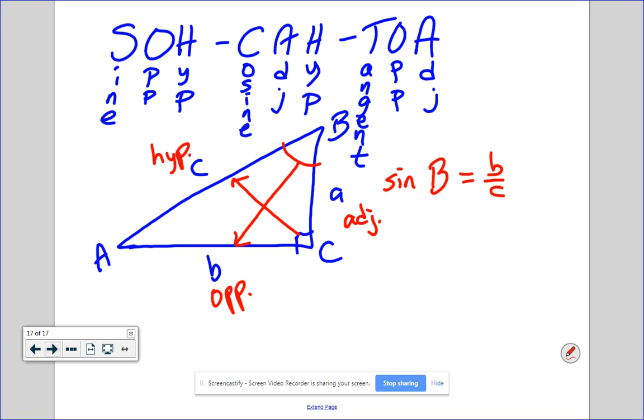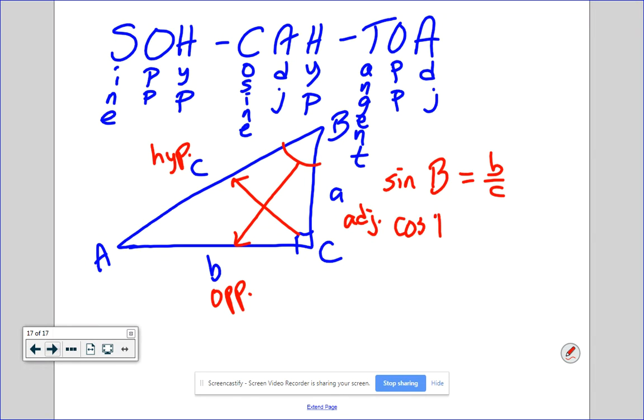Do you always work from B? No, it depends. Sometimes it's A, sometimes it's B. It'll either tell you what angle to work from, or it'll let you pick. It may just say find the ratios, and then you just have to define whether it's from A, B, whatever. You will never, ever, ever work from the right angle though. Only the two base angles. Don't ever try and do sine, cosine, and tangent of a right angle. It's not gonna work. Okay?